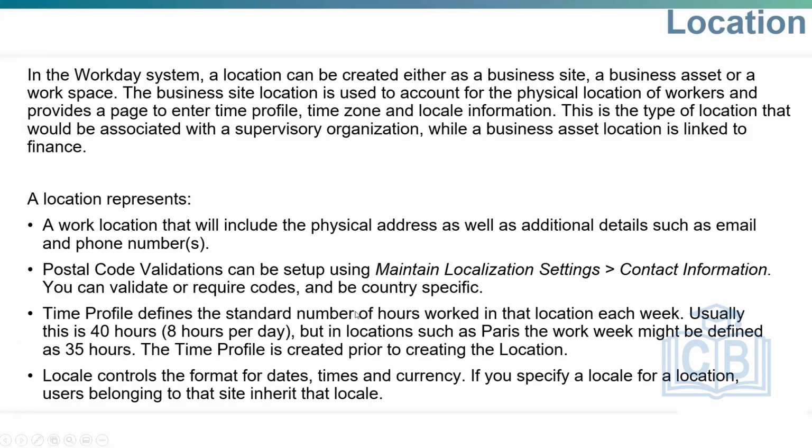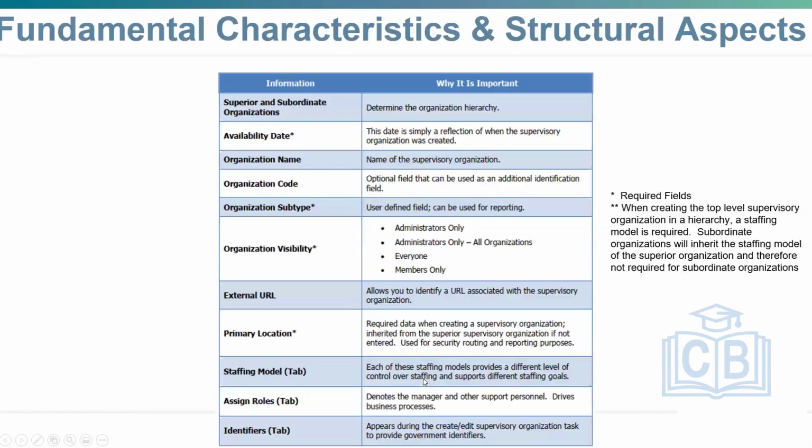So a time profile defines the standard number of hours worked in that location each week. Usually this is 40 hours per week, but in locations such as Paris, the work week might be defined as 35 hours per week. And the time profile is created prior to creating the location. The locale controls the format for dates, times, and currencies. And if you specify a locale for a location, the users belonging to that site inherit that locale, right?